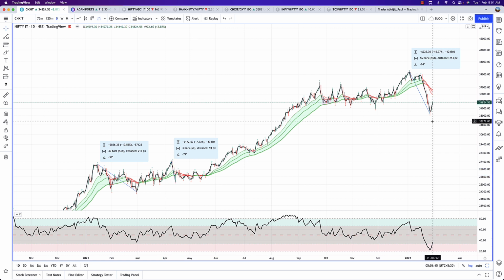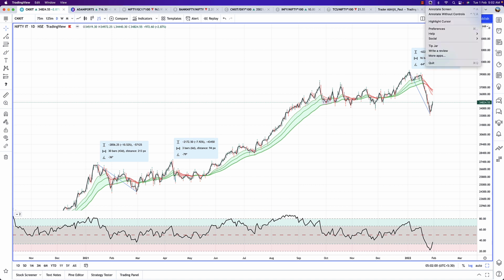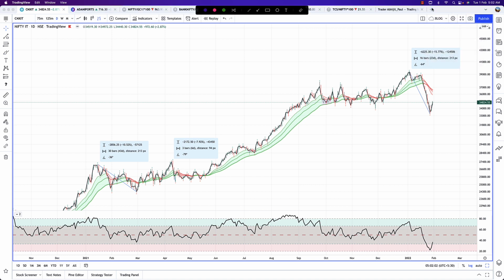So the big question is, after this unusual 16% correction, is it a good time to start buying the IT stocks or not? Now for this, we are going to take a look at the CNXIT index from a different perspective. So let me try and bring in some perspective here.